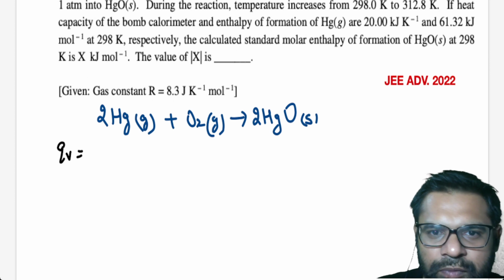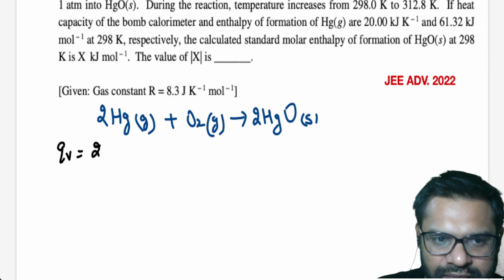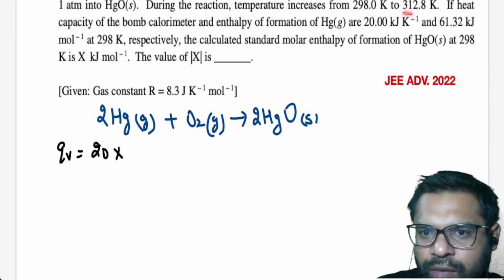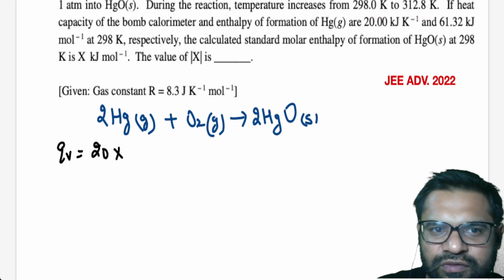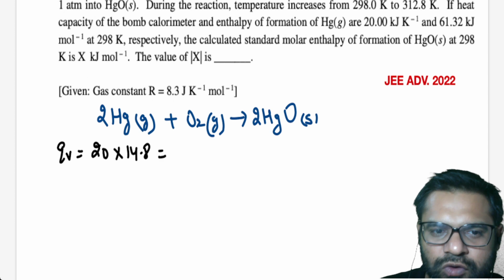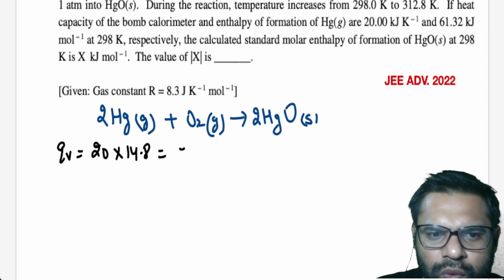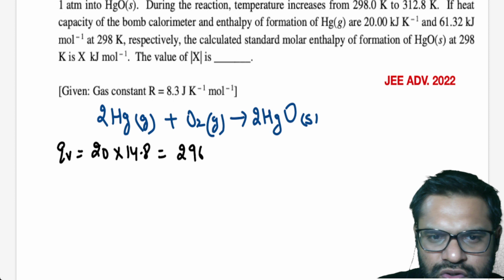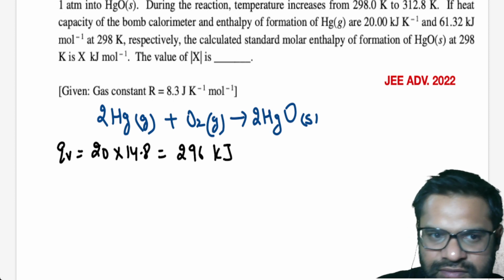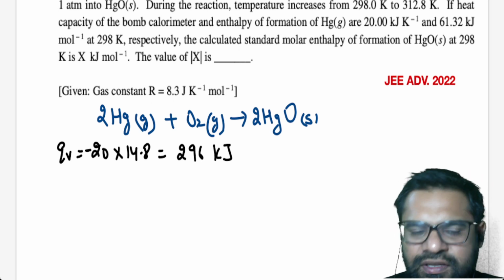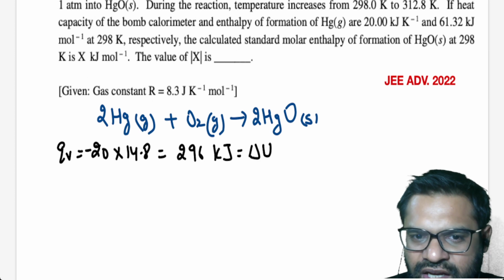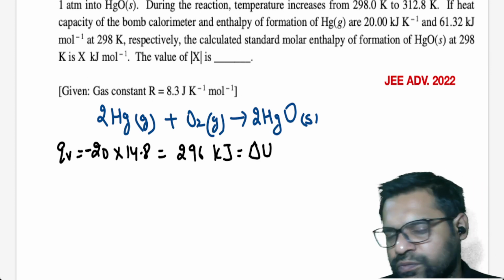So I can say Qv would be equal to heat capacity 20 into change in temperature. The change in temperature is 312.8 minus 298, that is 14.8. So this will come out to be 296 kilojoule. And since this is the heat released by this reaction system, we'll put a negative sign for this. The heat released at constant volume is called delta U of this reaction. So we are given ultimately delta U.